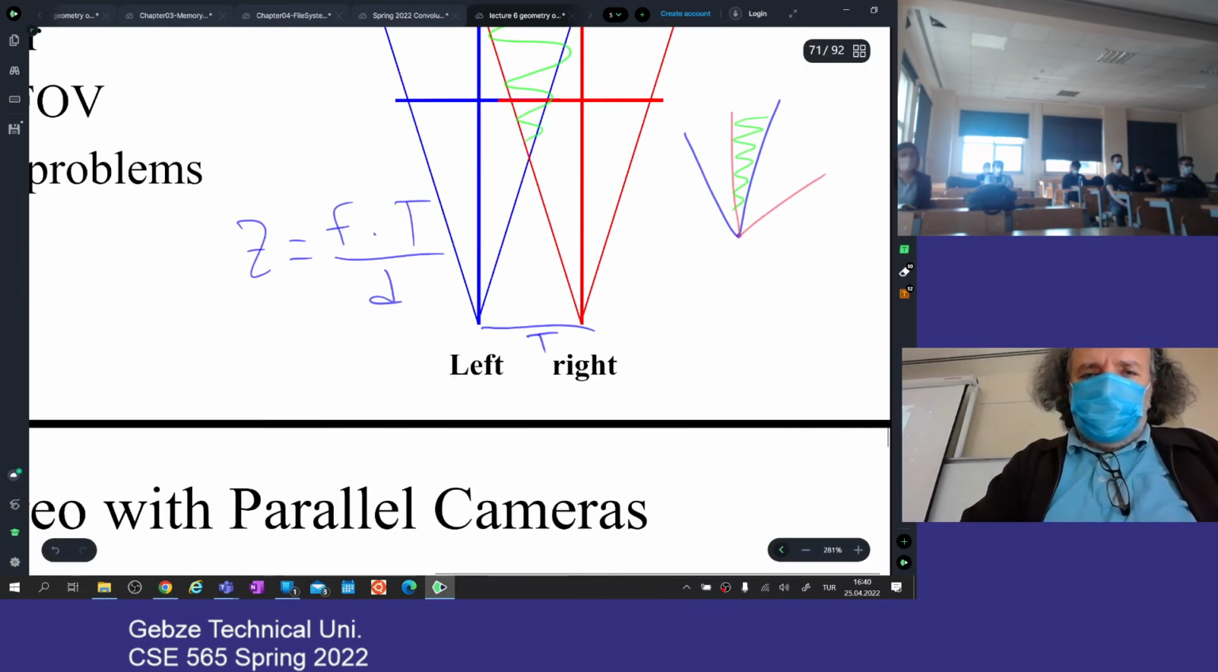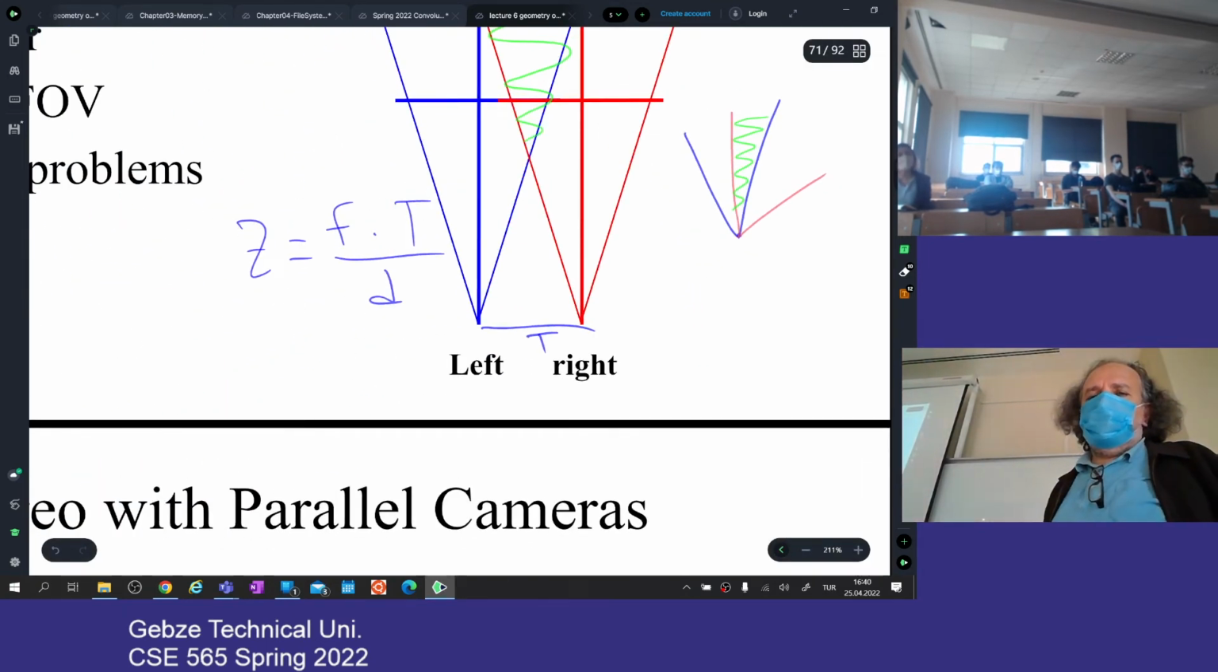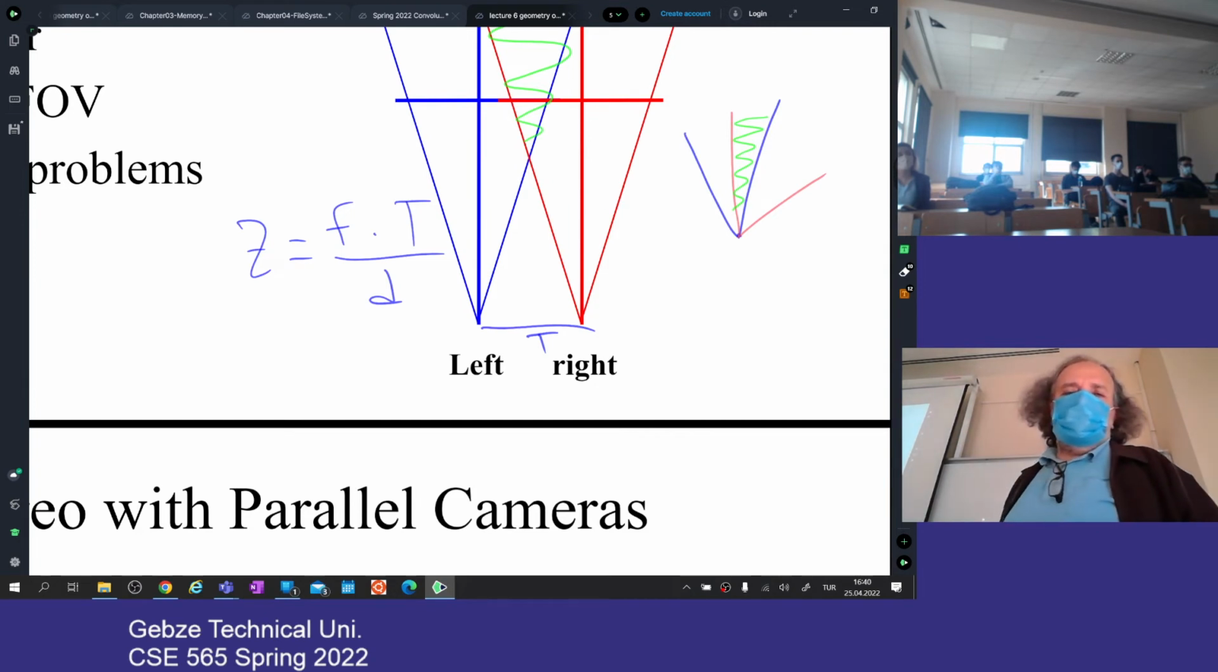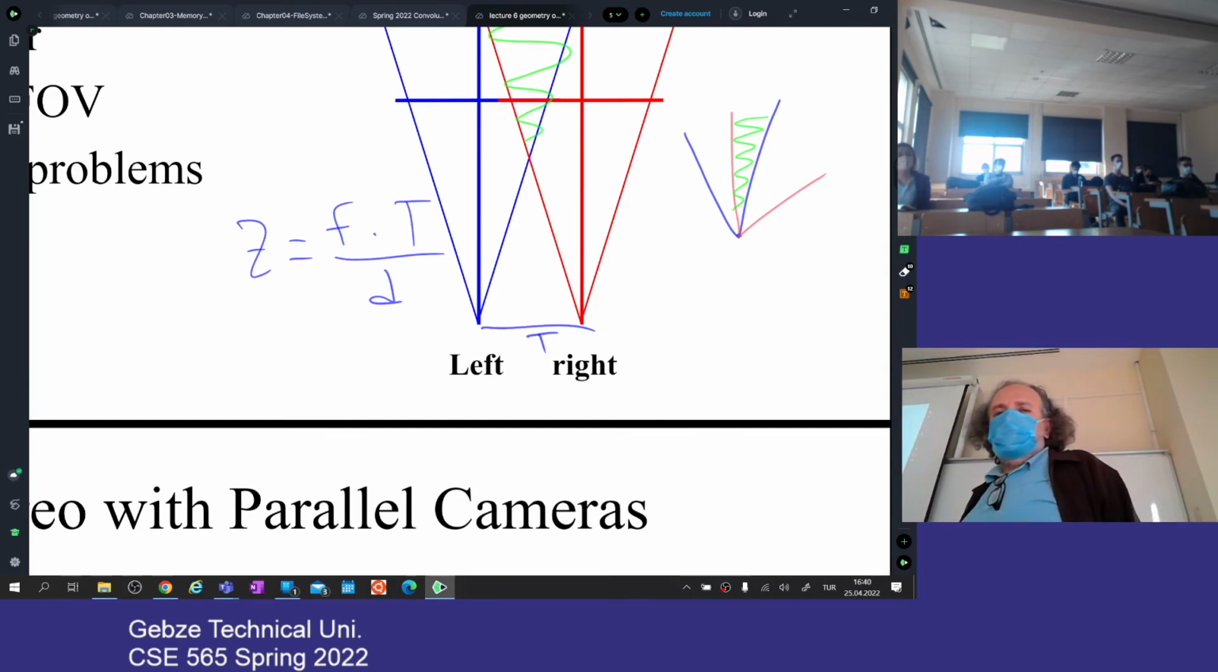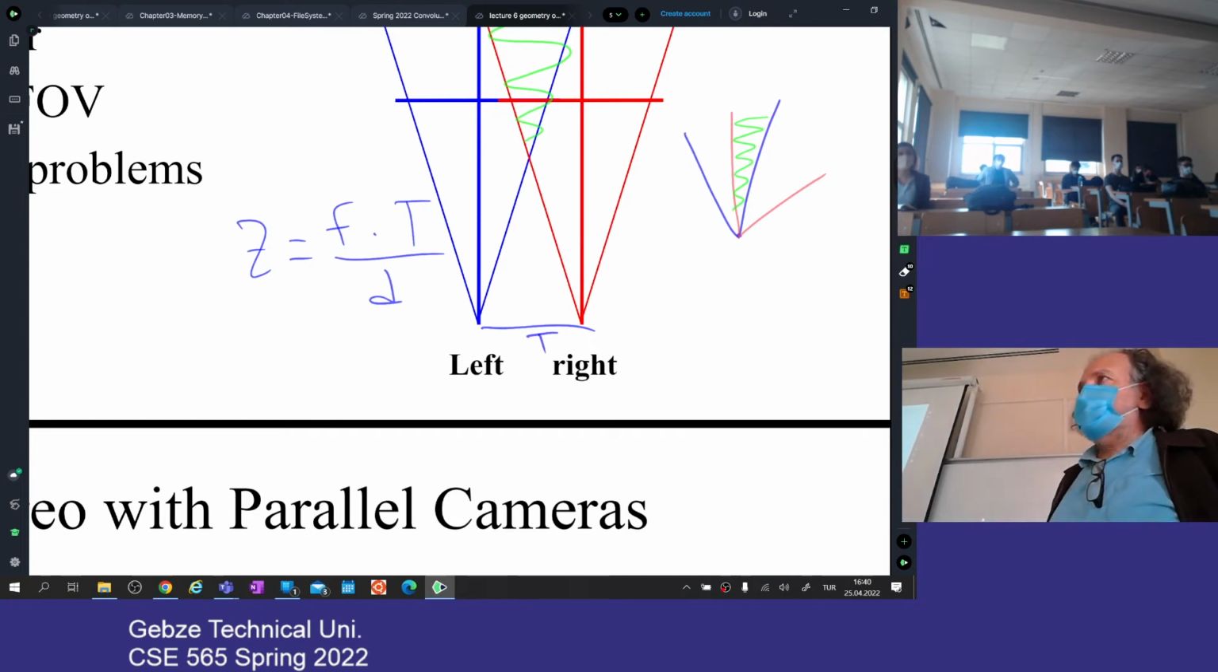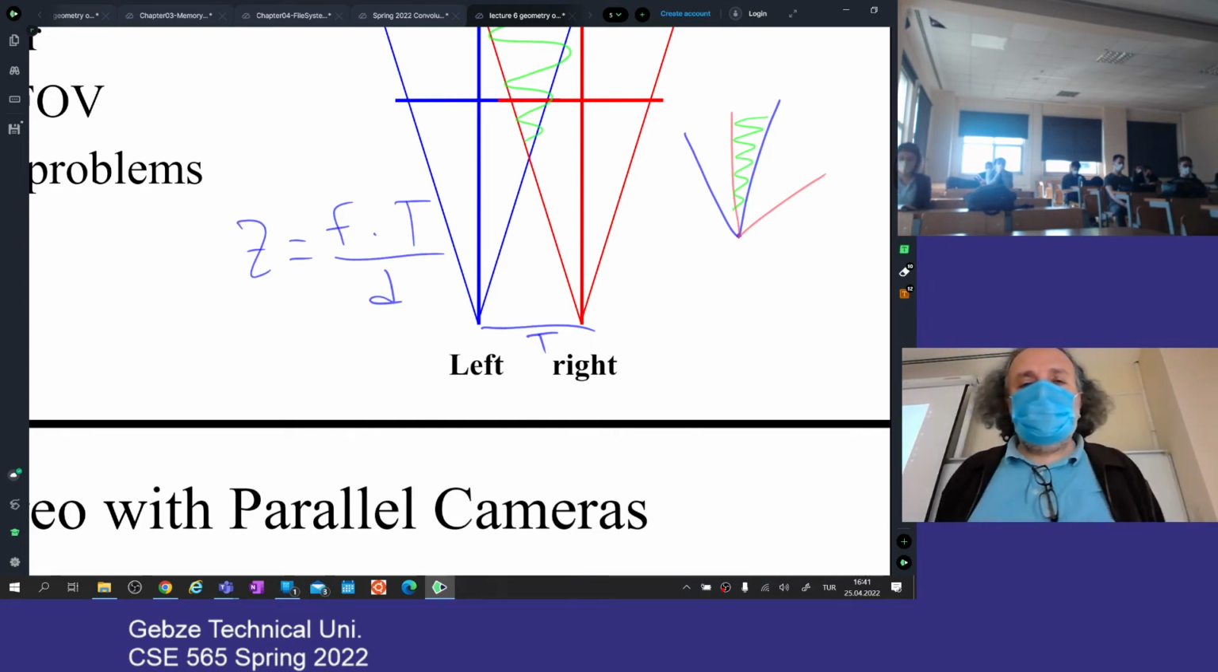But looking at this formula, it says that if T is 0, then all the Z values will be degenerate. They will come back as 0, 0, 0. That means what? If T is 0, there is no stereo. You cannot do stereo with T equal to 0. Baseline has to be greater than 0. When you get close to 0, you are going to make more errors. When T is very, very small, you are going to make lots of errors.